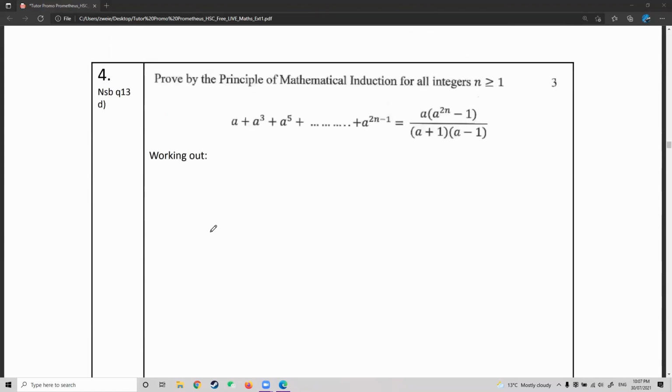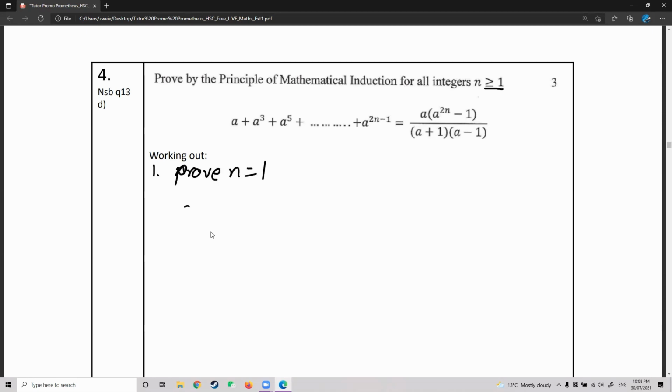Part 4, prove by mathematical induction for all integers n greater than or equal to 1. Mathematical induction questions. Basically, almost 3 marks. So when it says n greater than or equal to 1, this means I'll start with n equals to 1 and prove it for n equals to 1.